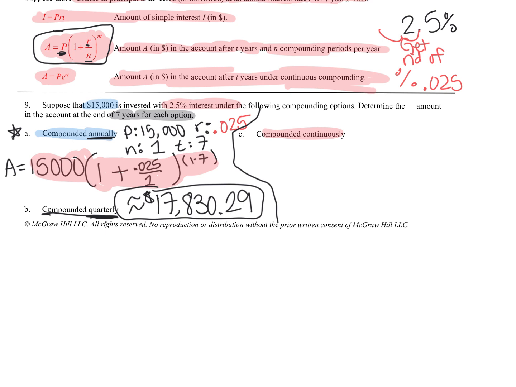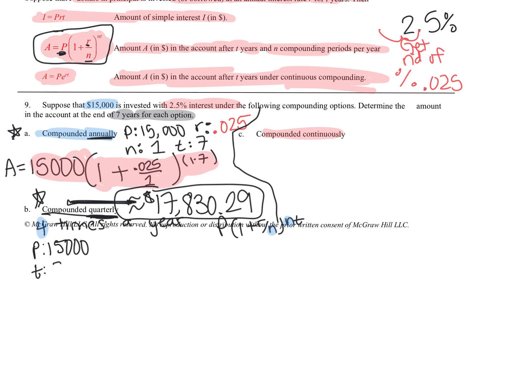Okay, so letter B, so we're finding now a new problem. We're going to figure out what about if it's compounded quarterly. Now, quarterly means 4 times a year. So if they said monthly, that would mean 12 times a year. So how does that change? Well, we're still using the compounded interest formula, but this time our N will be 4. All right, so P is still 15,000.